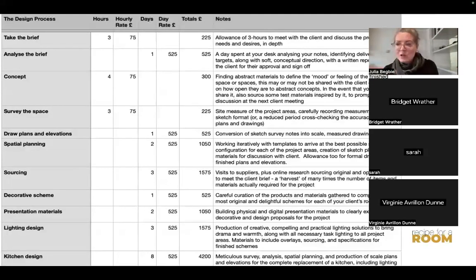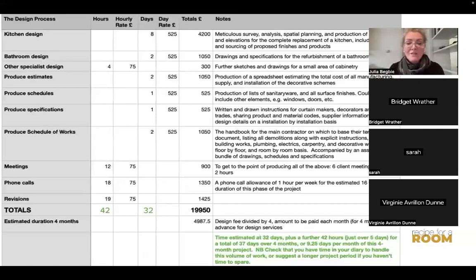I've got a big fat chunk of text down the right-hand side, which describes what I'm doing in each of these stages. I don't normally do that. I've done this for this presentation so that you can read it and understand what I was thinking when I wrote this. So I get to the end of this and I have a total time charge that is the time that I've calculated is going to get me from nothing to everything that the client needs in order to complete the project. The final items on this list are meetings, telephone calls, and a little bit of time set aside for revisions.